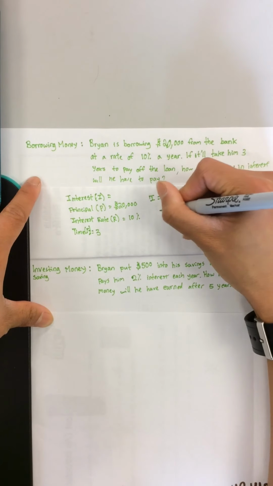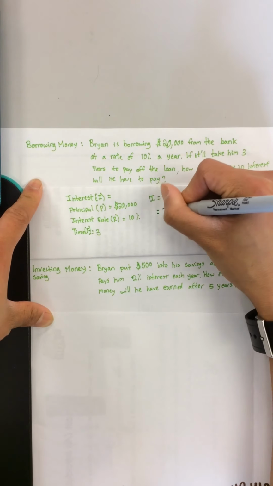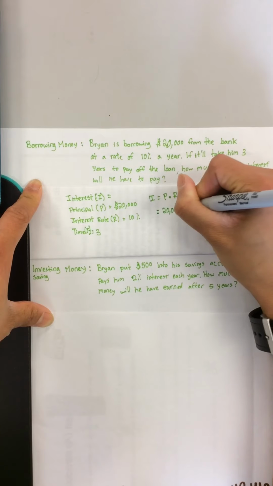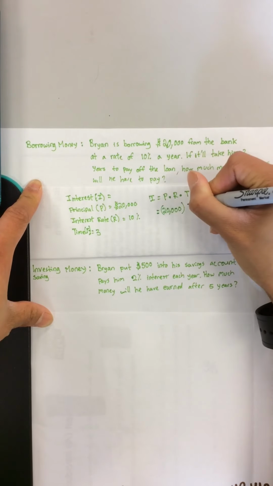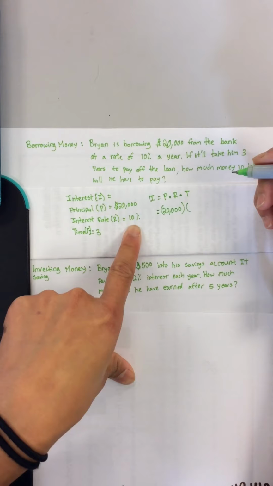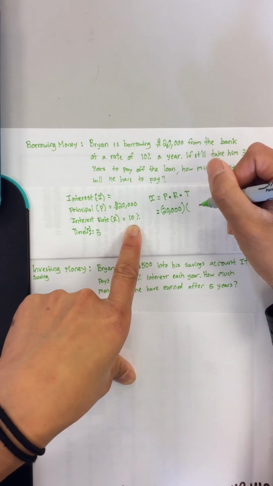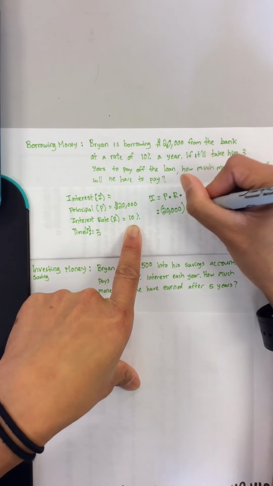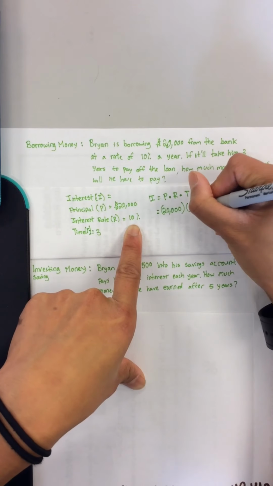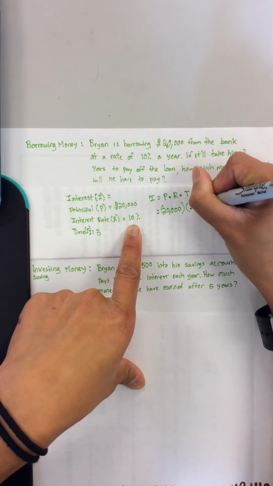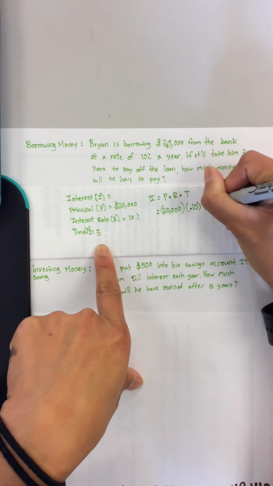So I already know my principal amount, right? So I just do 20,000 times the rate. I can't write 10 because it's 10%. I have to convert that into a decimal. So I know that 10% is 10 over 100. So as a decimal, that's 0.10. And then times 3.